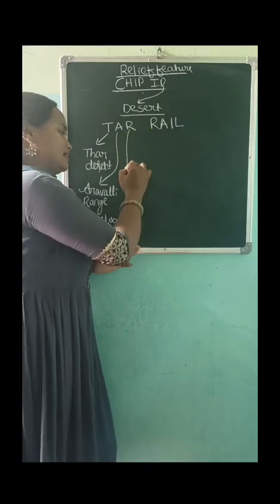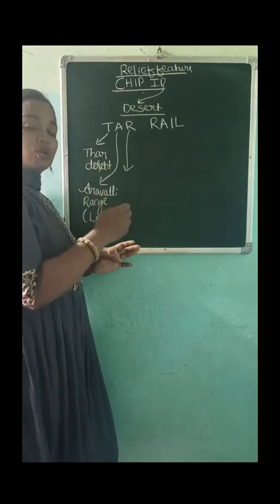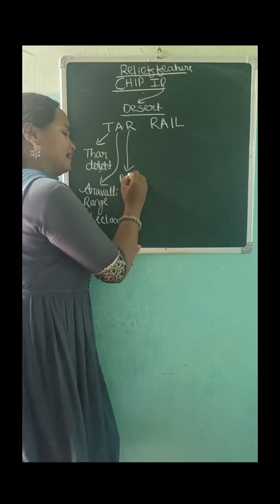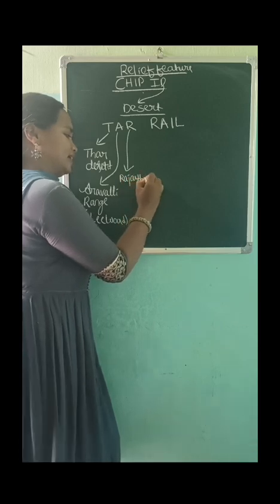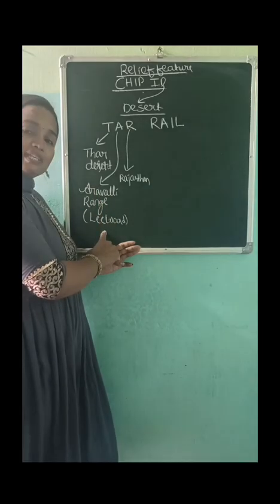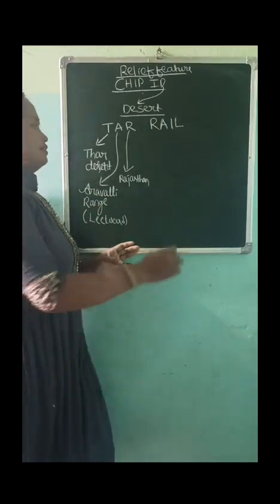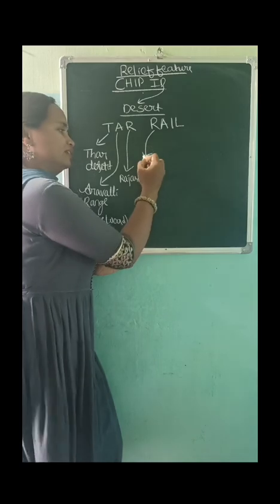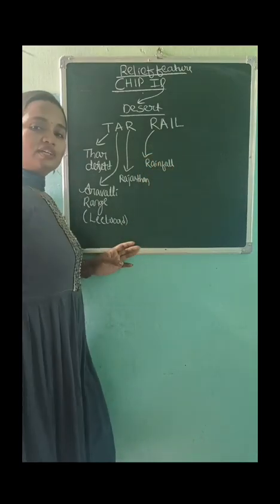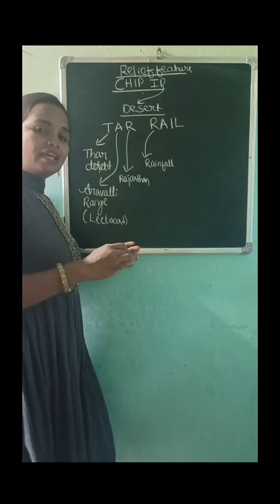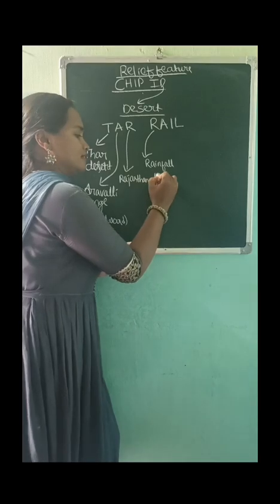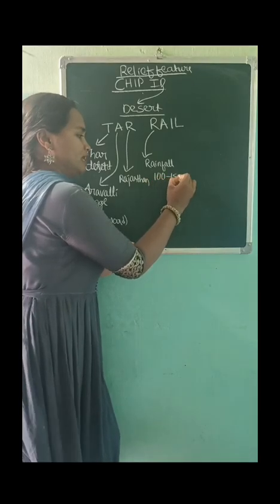R stands for the exact location, the state in which it is located. The Thar Desert is located in Rajasthan. Thar Desert, Aravali Range, leeward side, in Rajasthan. R also stands for rainfall. Because of low rainfall itself, it has been a desert for many years. It receives 100 to 150 millimeters per year.